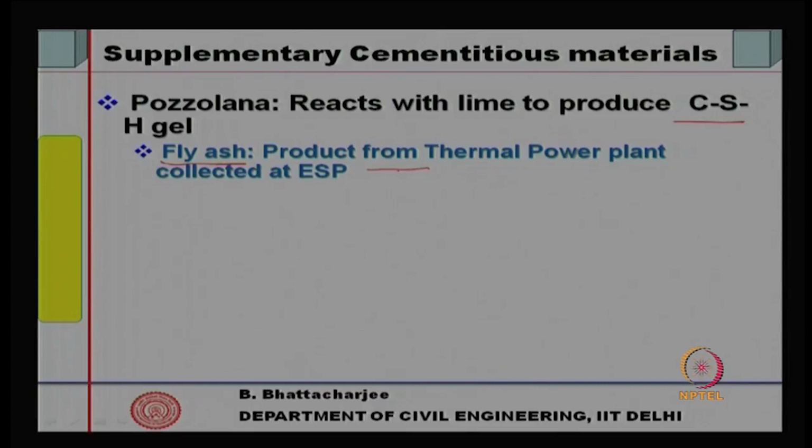So, many other industrial products also show this kind of property, pozzolanicity or pozzolanic behavior, that means they react with lime. Now, consider this material, fly ash. It is a product from thermal power plants, collected at electrostatic precipitators. I will discuss this in more detail when we talk of mineral admixtures.